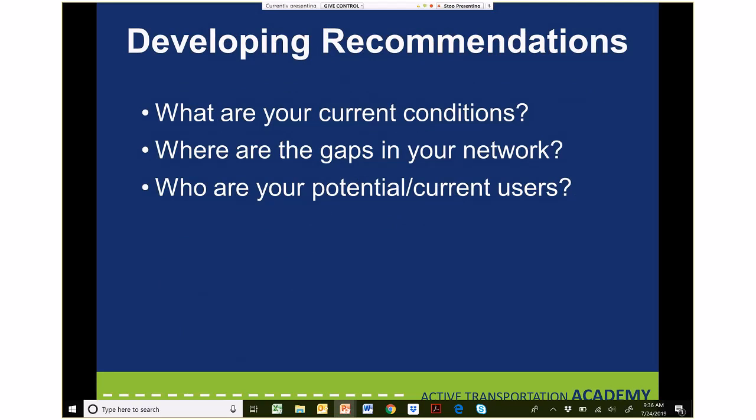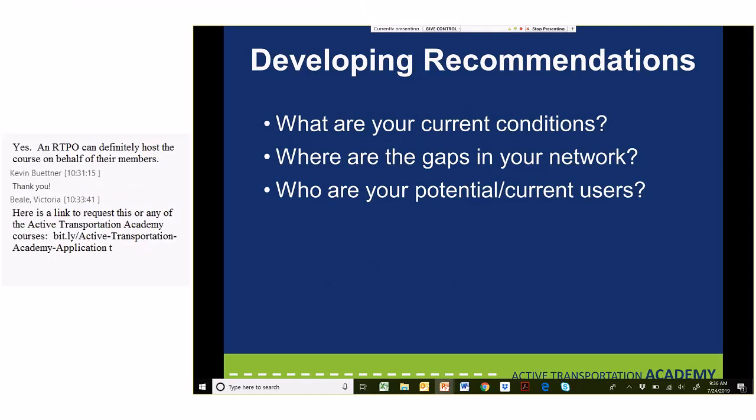So with the developing recommendations, as I had mentioned, we've already talked about what your current conditions are with your active transportation infrastructure and the socioeconomics of your community. And so then we've also identified where some of those gaps are when we looked at the different data on the map in the first activity. And then we've talked about in different discussion elements in the prior sections of the training who the potential and the current users are, the people that want to walk and bike, or the people that need to walk and bike. And so again, it's all been building up as we've worked through the training.